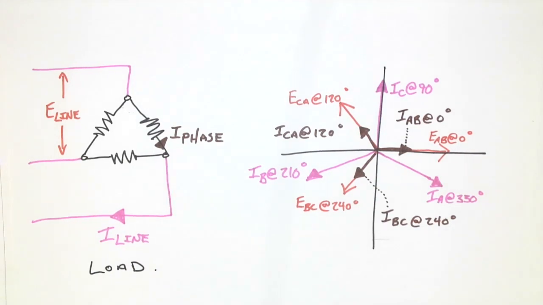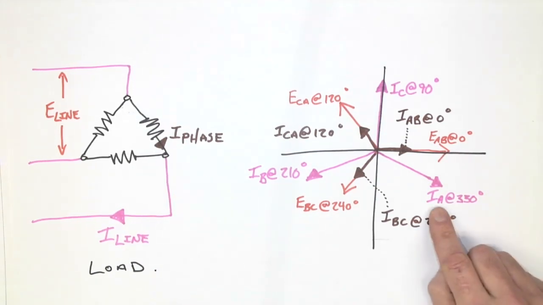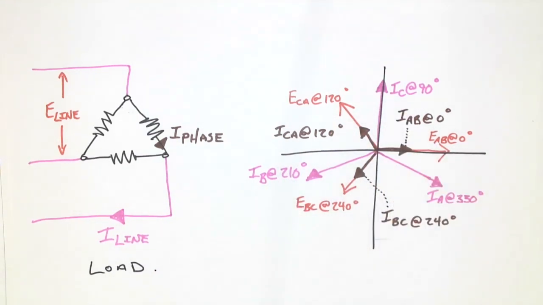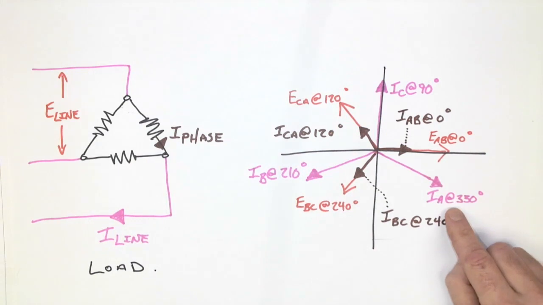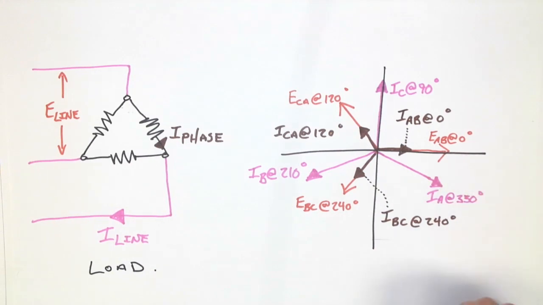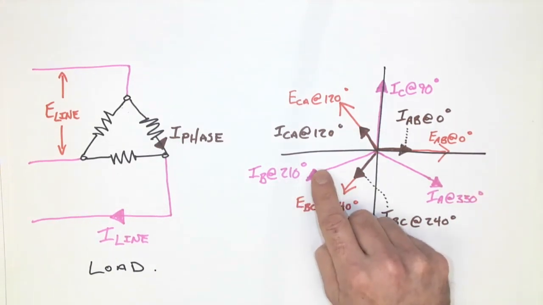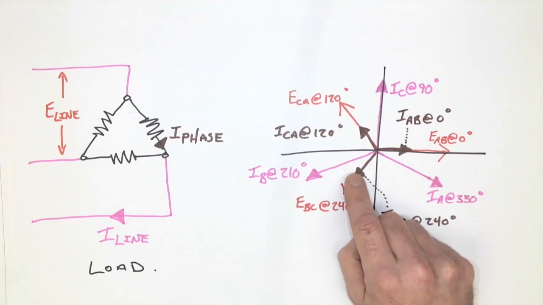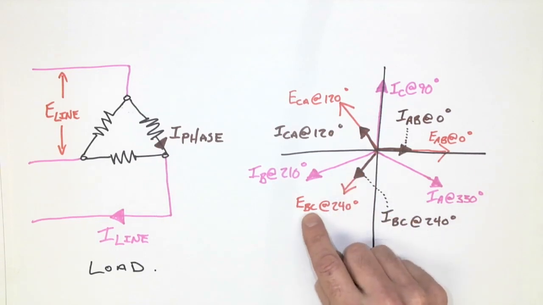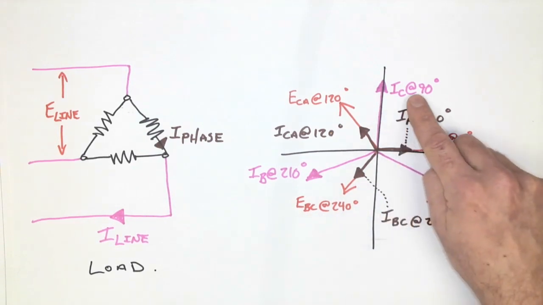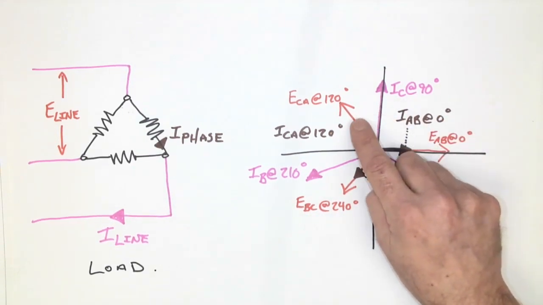Now, some of you are looking at the pink, and we see we've got IA, IB, and IC, and for some reason, there is a difference of angle. Now, how we get this difference of angle, it is, well, lagging by 30 degrees, and we can see that IA is located 30 degrees below IAB. IB line current is 30 degrees below or behind EBC. And finally, IC is at 90 degrees, which is 30 degrees behind ECA.